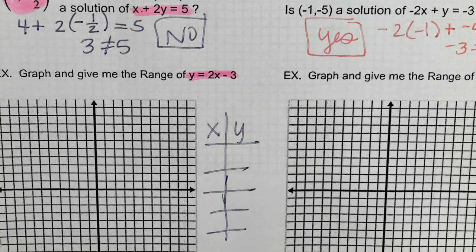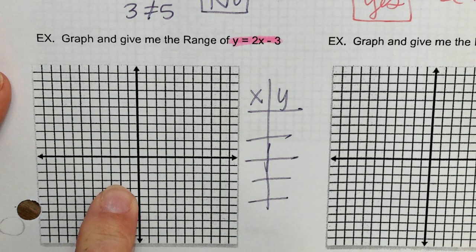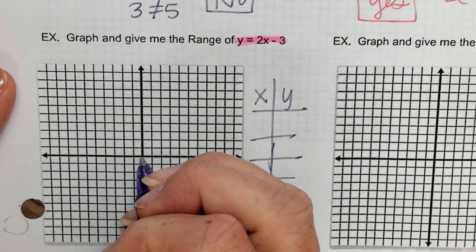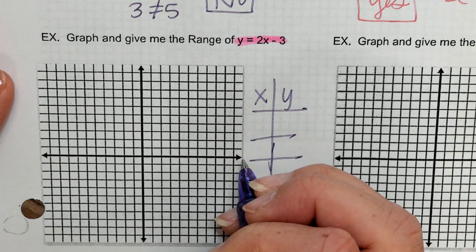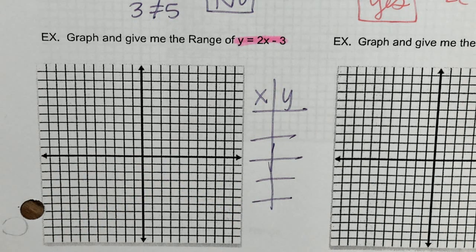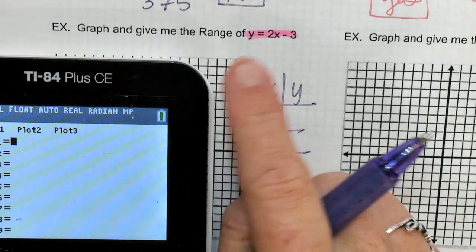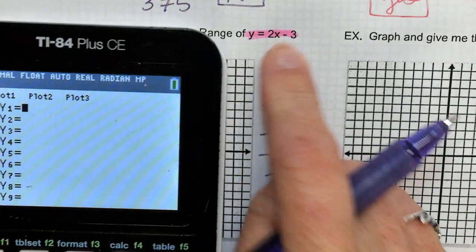The only rule is we got to pick ones that fit on this coordinate plane, right? Well, if this is 0, this coordinate plane looks like it goes up to about 10 and down to negative 10. So basically, I just can't pick anything bigger or smaller because it won't fit on my graph. Got it? All right, here we go. Go to y equals. Type in 2x minus 3.